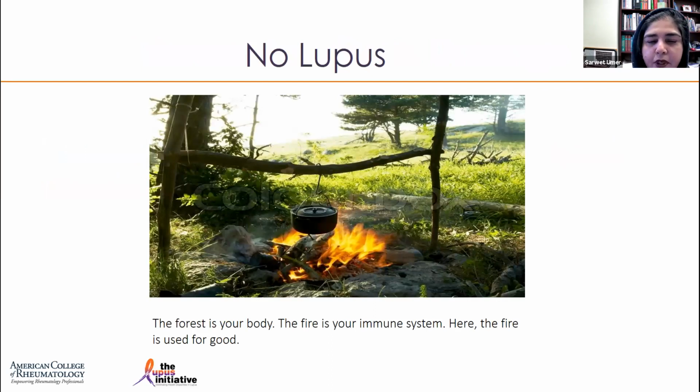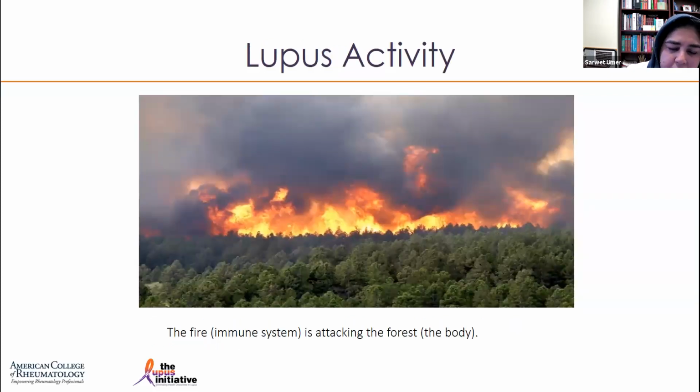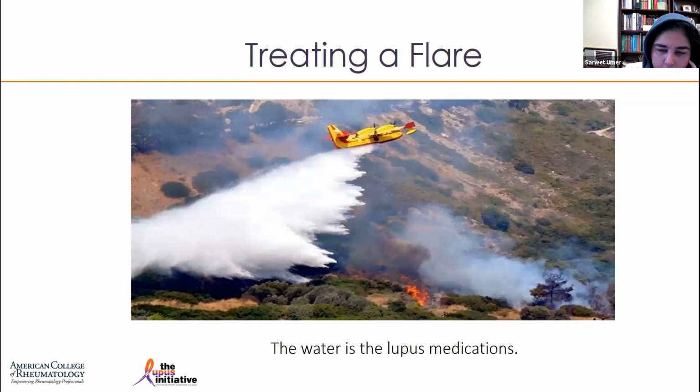To give an example of how we can differentiate between activity of lupus and the damage, think of a forest, which is your body, and the fire in the forest is the immune system. When you're seeing a small area of fire, the immune system is good for the body. But if this fire goes rampant and out of control, it can start attacking the forest, which is the body. That's the sign of an overactive immune system causing damage to your own body. So the medications we use in lupus are considered kind of water, basically trying to put that fire out for the overactive immune system.